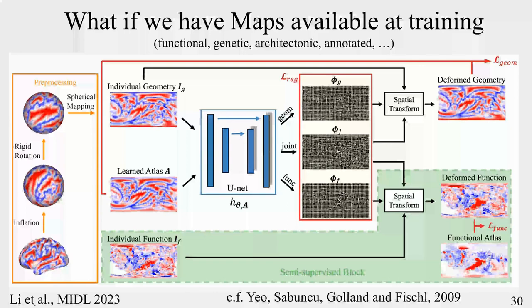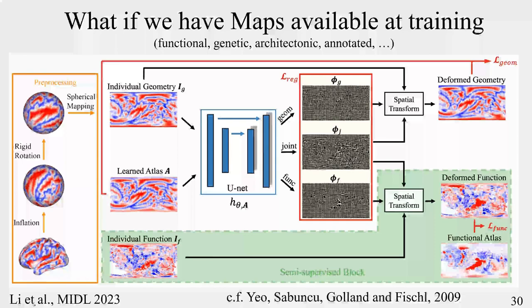Then these two top transforms are composed. We get a spatial transformation for the geometry. We apply it to a learned atlas, and then we compute the loss, you know, mean squared error or something, between the learned atlas and the individual geometry. And this atlas starts out not being very interesting, but over time we'll learn what folding patterns are stable across subjects. So we're learning both the geometry and the warp.